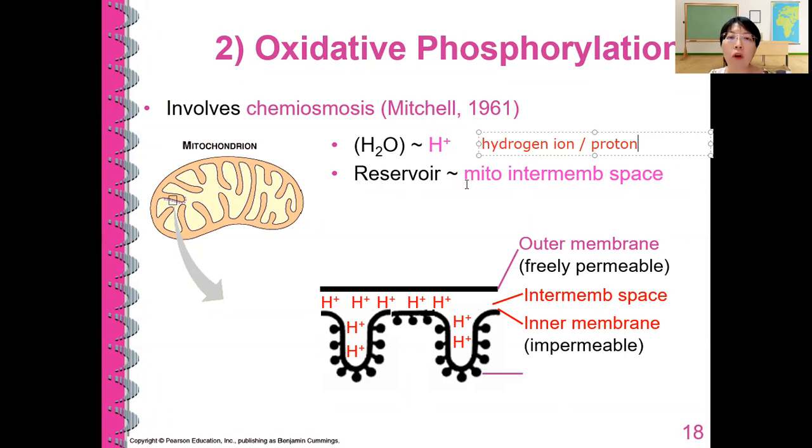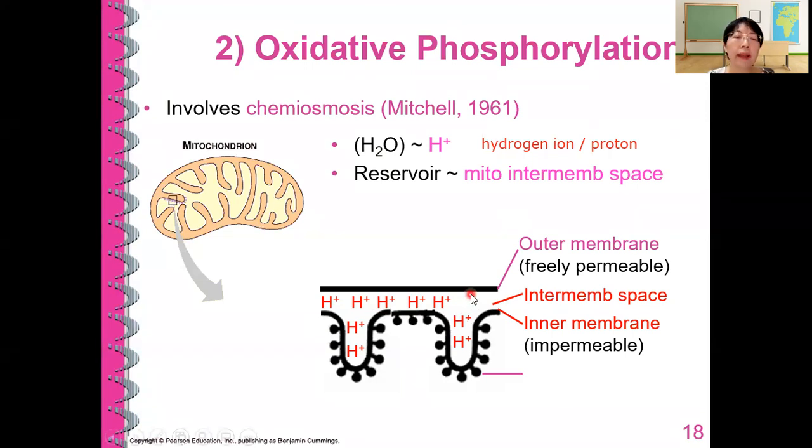So where is my reservoir that stores the water? Now, a reservoir stores water, but in the mitochondrion, I store H+ instead of water. Where do I store it? I store it in the intermembrane space here. So this is where I store a lot of H+. Okay. So then what happens?